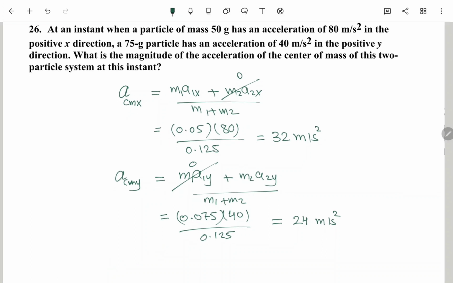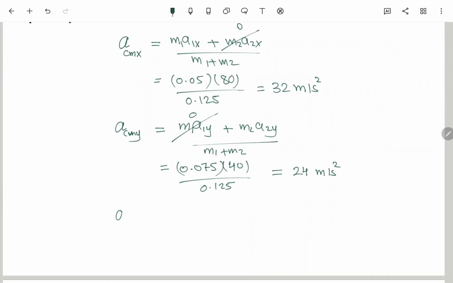So A, after all, will be equal to the square root of ax squared, so 32 squared, it's 1024, plus ay squared, 24 squared, which is 576, or 1640 meters per second squared.